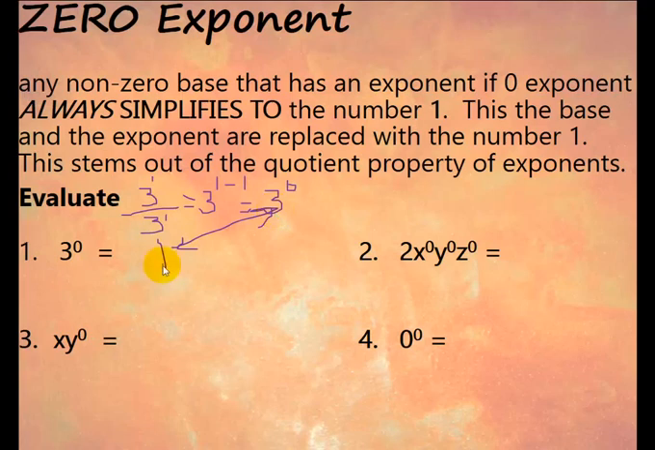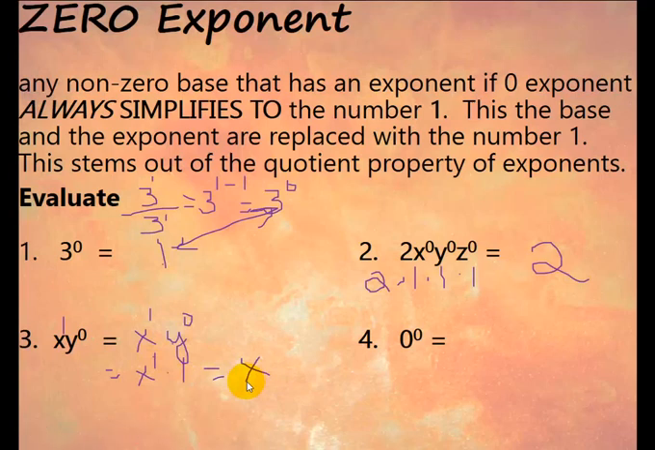Okay? So let's look at this one. This 2 here doesn't have a zero exponent. So I still have the 2. X to the 0 power is a 1. Y to the 0 power is a 1. Z to the 0 power is a 1. So what's 2 times 1 times 1 times 1? 2. Right? Number 3, x, that's raised to the first power. So this is x to the first, y to the 0. What is y to the 0? That's 1. So I'm just left with x to the first, or x.